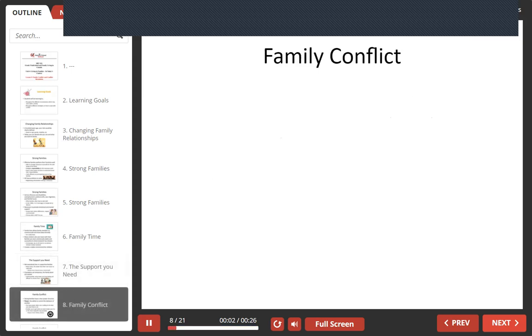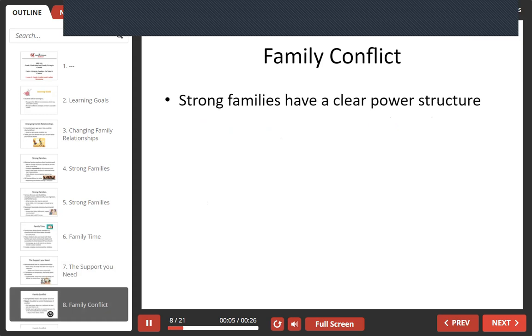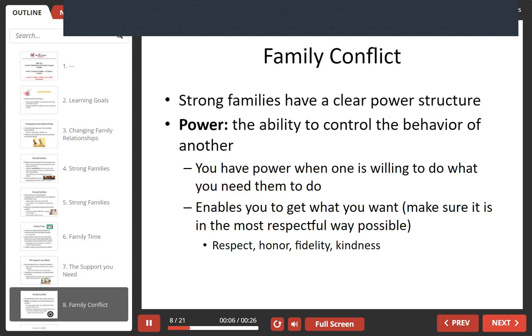Strong families have a clear power structure which can cause family conflict. Power is the ability to control the behavior of another. You have power when one is willing to do what you need them to do, and it enables you to get what you want, and make sure it's in the most respectful way as possible, such as respect, honor, fidelity, and kindness.